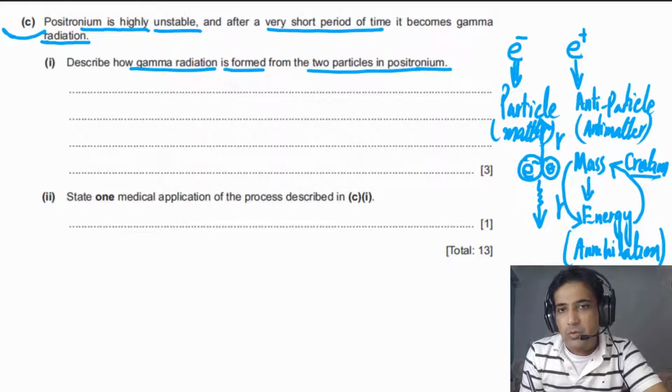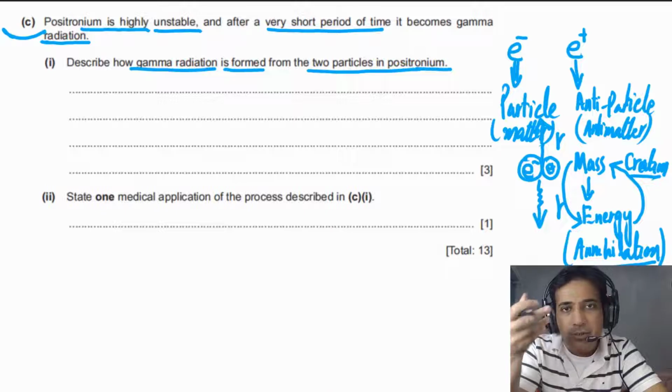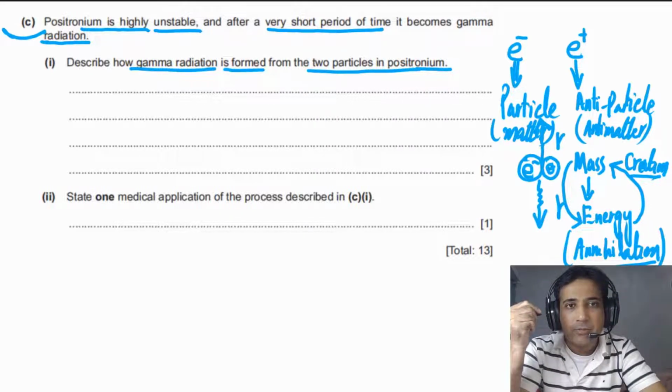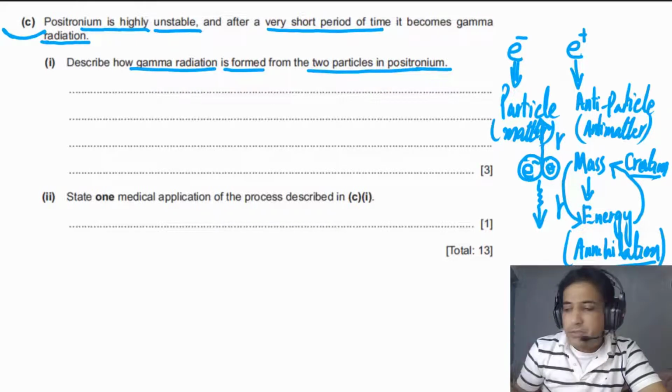In this case, annihilation will take place and the electron and positron will disappear. They will be converted into energy. Simply we can say, if the electron and positron meet, the mass will be converted into energy. Particles will disappear and energy will appear. This is what we need to write down for the answer to this question.